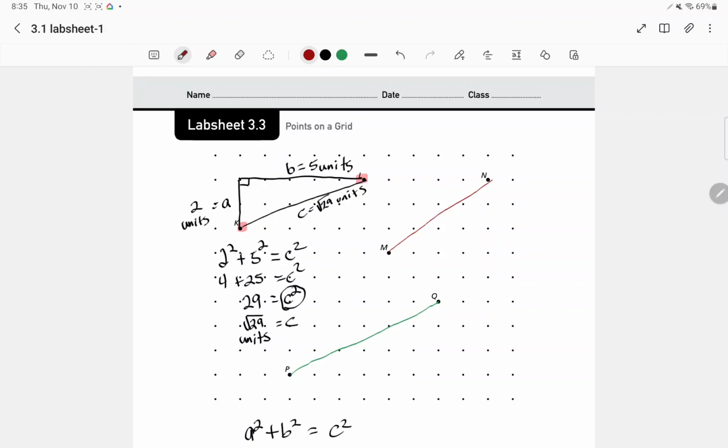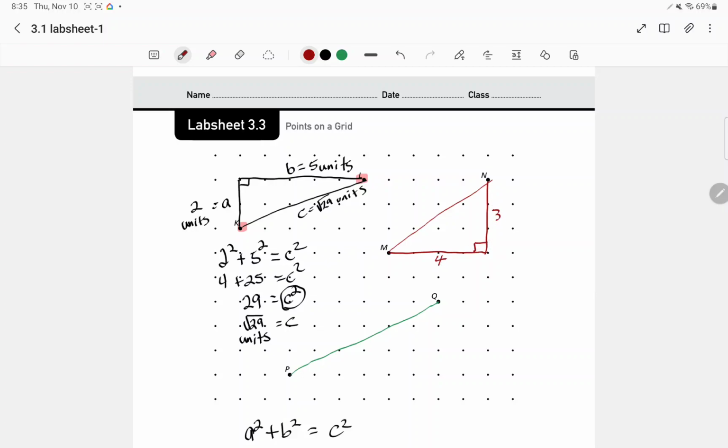Okay, so for the first one, we are going to go ahead and create a right triangle. We're going to find the side lengths because we can count them. So 1, 2, 3, 4. So this is side length 4.